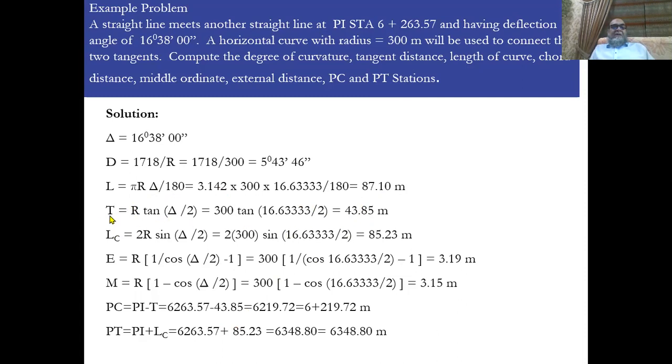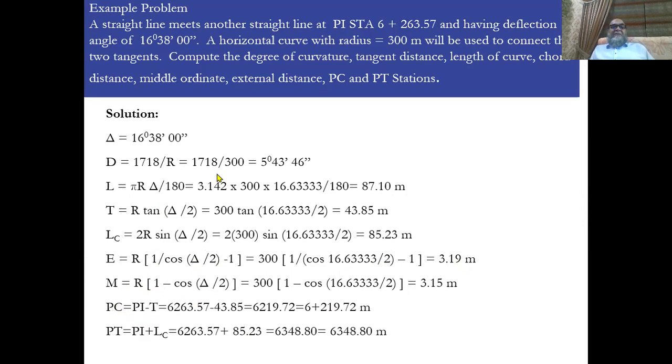Then there is a length of chord. Length of chord is 2R sine delta by 2. So just plugging in the values, we get 85.23. Then external ordinate, it was given as R times 1 over cos delta by 2, or sec delta by 2 minus 1. So we'll find this as 3.19 meter. Mid ordinate, it was R times 1 minus cos delta by 2. So again, plug in the values, you will get this answer.